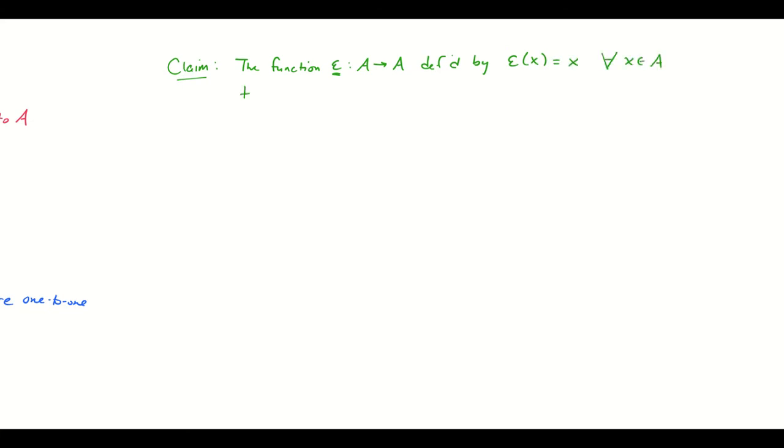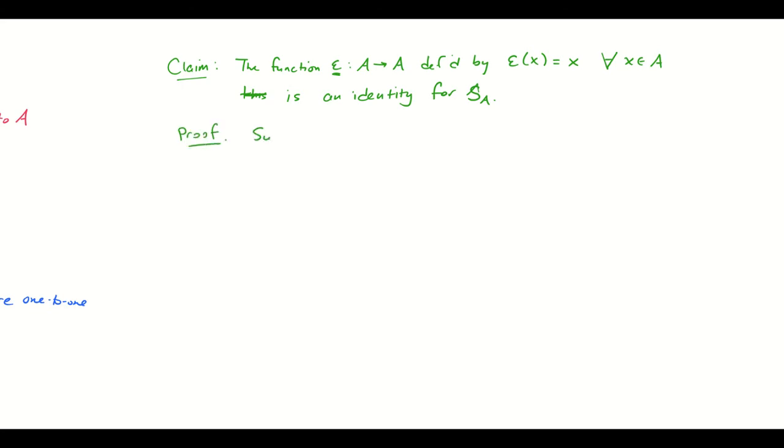I claim this is, that's a syntax error. This is an identity, not for A, for S sub A. That it acts as an identity element, which means if I compose it, either pre-compose or post-compose, with any other bijection in S sub A, that I get the same function back. So we'll prove that.